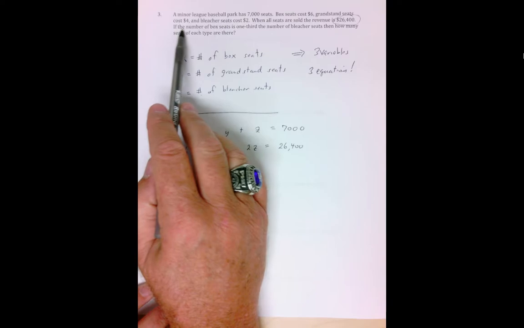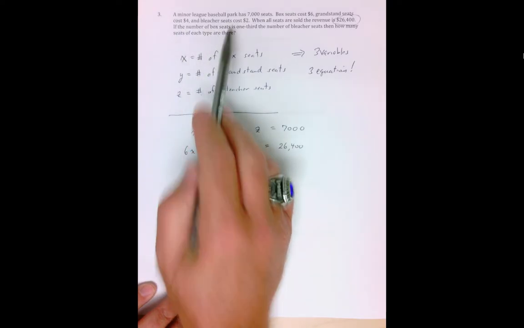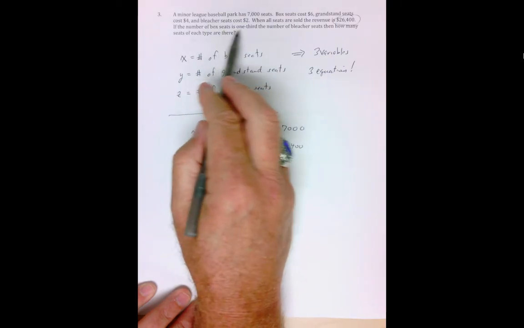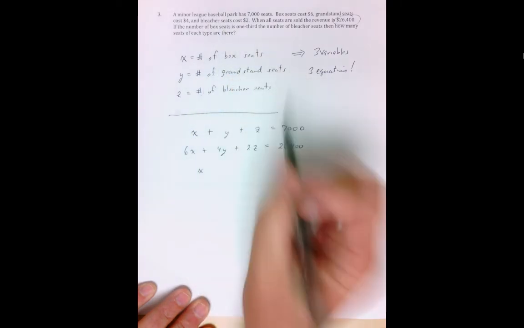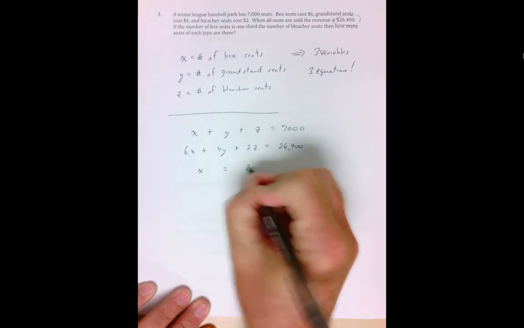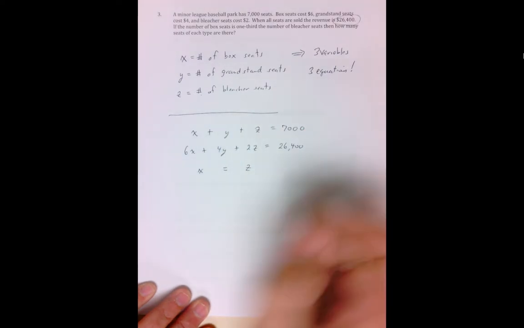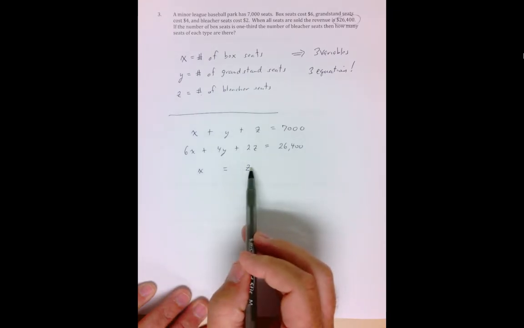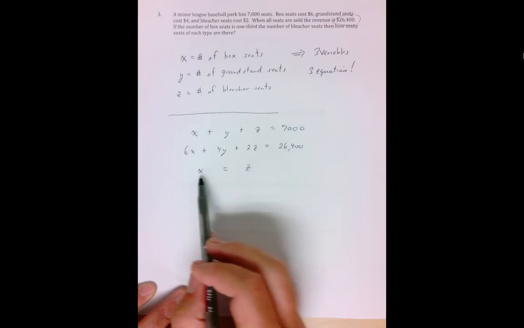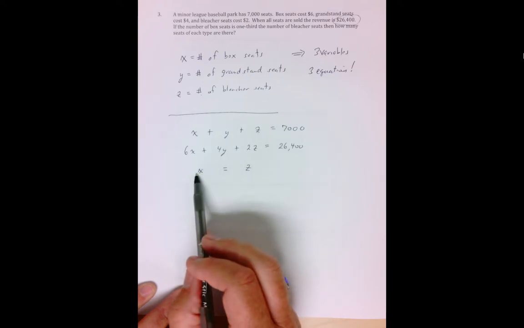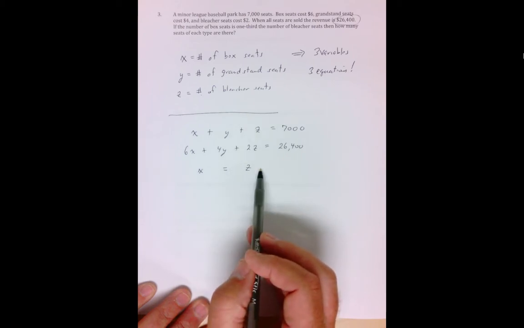It says the number of box seats, so I've let that be X, is 1/3 the number of bleacher seats. Well, bleacher seats is Z. Now, this number over here is 1/3 the bleacher seats. So do I multiply this by 1/3, or this by 1/3, or this by 3, or this by 3? Well, that's the hard part.